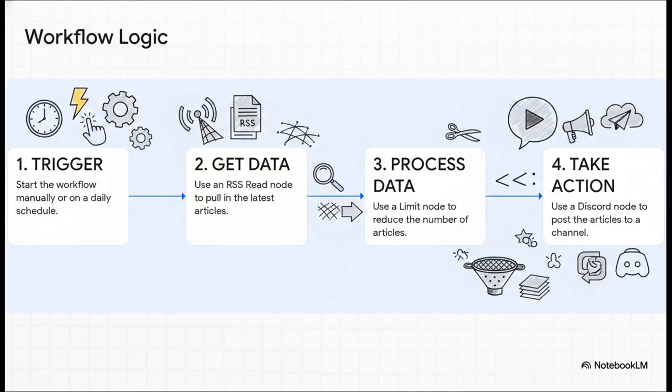And this is the perfect illustration of that logic. See? We have our trigger to start the whole thing, then a node to get data, in this case grabbing articles from an RSS feed, next a node to process that data, to clean it up or filter it, and finally a node to take action, posting it all to Discord. Trigger, get, process, act. That simple pattern is the heart of pretty much every automation you'll ever build.